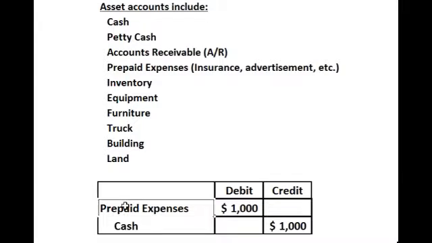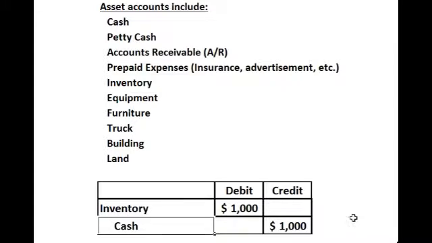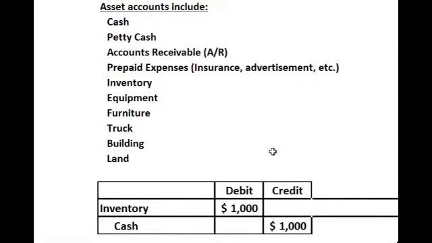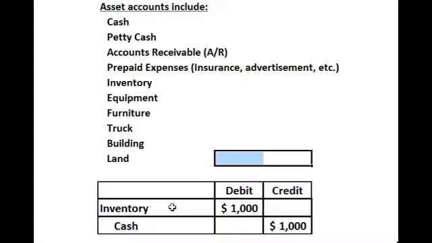So if you would like to say something else, for example, what if you paid cash for inventory? By putting it like this, we debit $1,000 inventory. That means our company's inventory balance went up by $1,000.